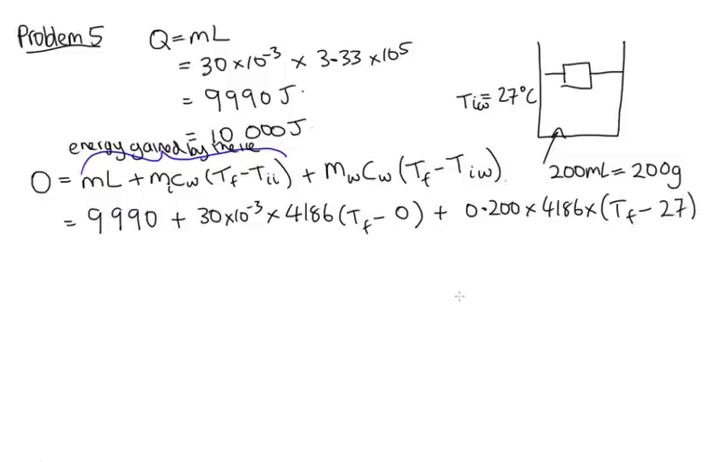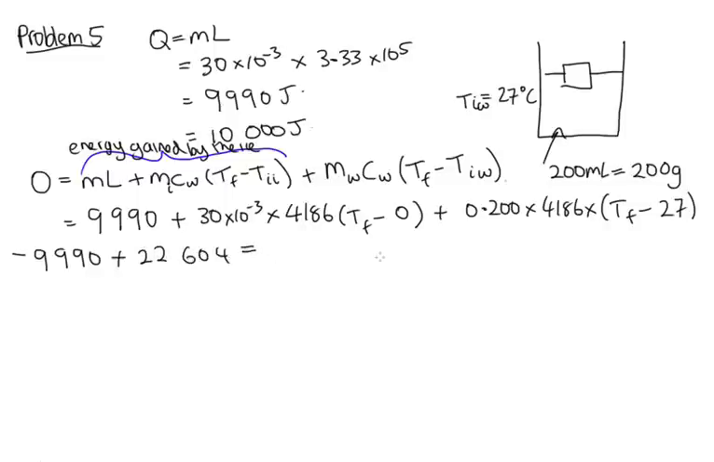Now, in order to solve this, what we're going to do is we're going to move all the numerical terms over to the left-hand side and leave the terms with a TF on the right-hand side. So we'll move this one over, so we've got minus 9990, and now 0.2 times 4186 times minus 27 gives us minus 22,604. So we move it over to the other side, it becomes a plus.